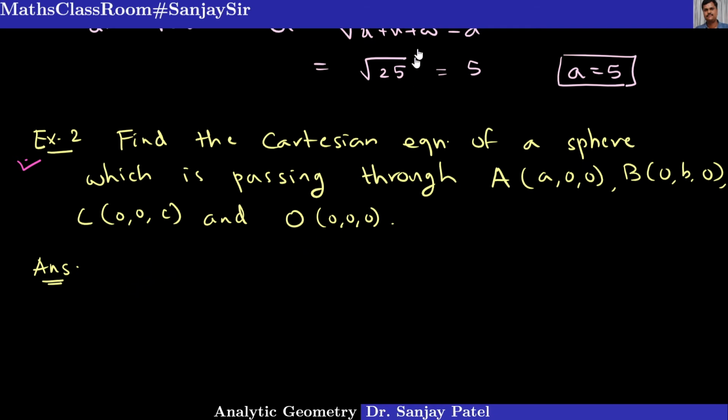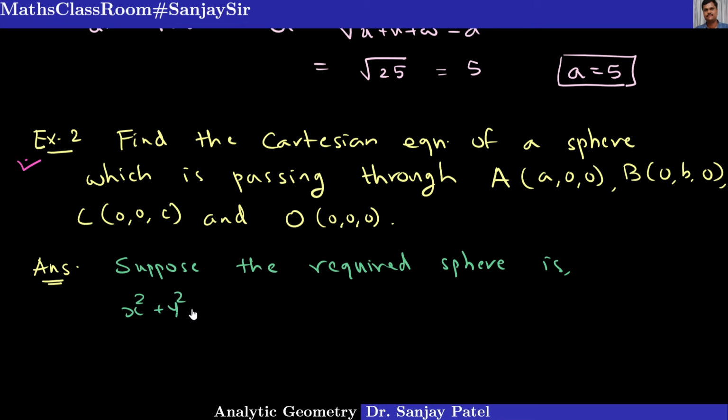Okay. Now, to derive the equation in this example, we assume that the required sphere is given by x square plus y square plus z square plus 2ux plus 2vy plus 2wz plus d equal to 0. Okay.